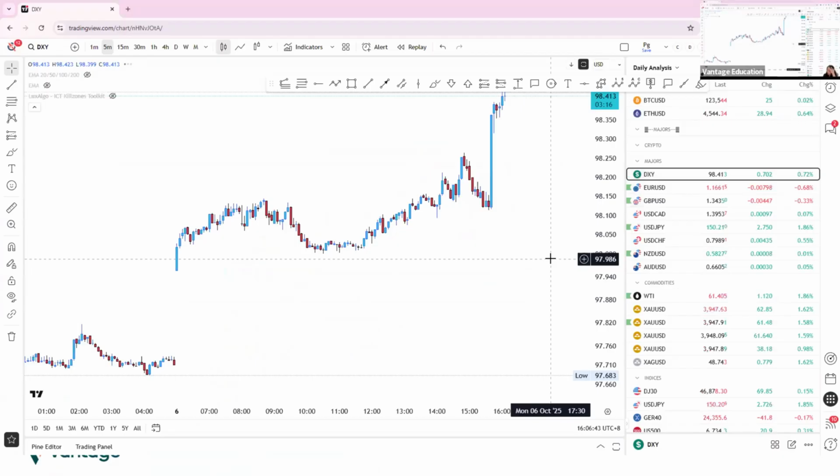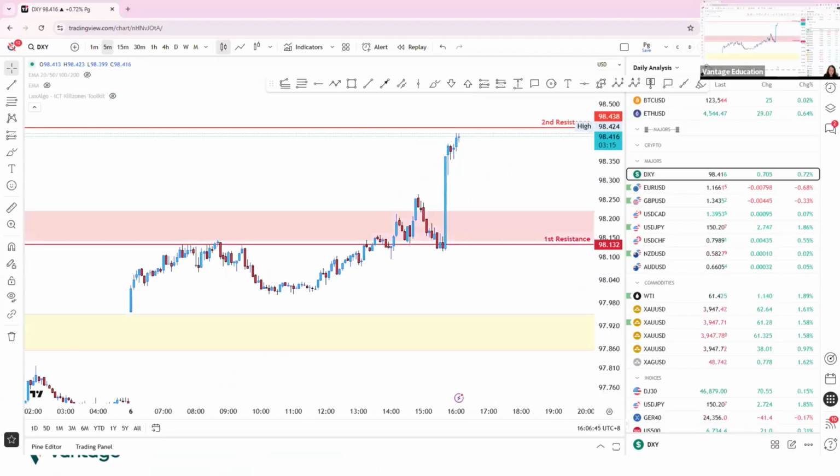First of all, we're going to look at the dollar first. Like this, today the market opened, and we can see that the price had a gap up, and then moved down.